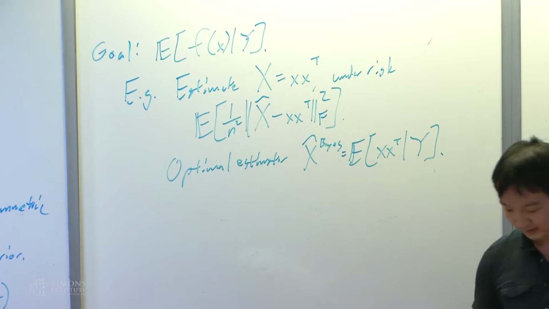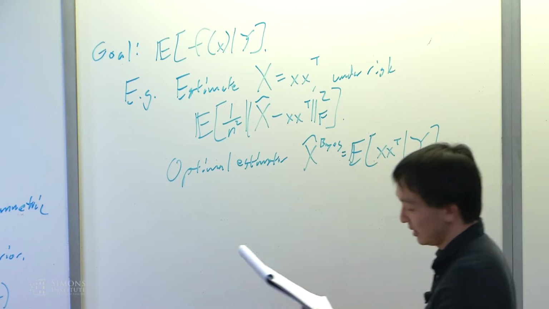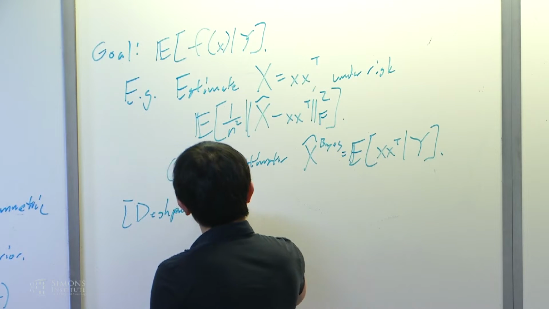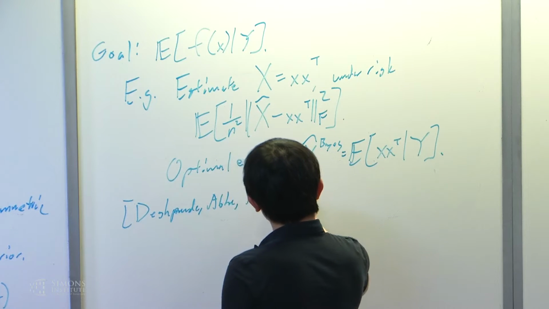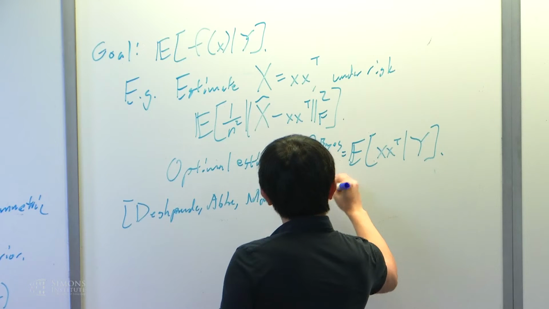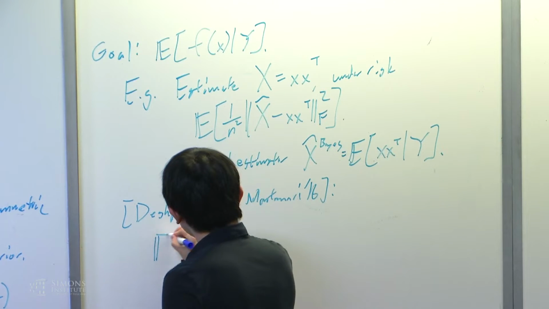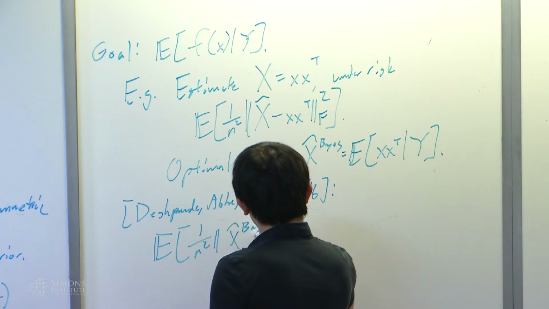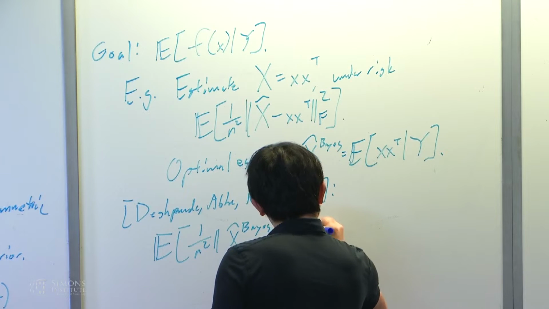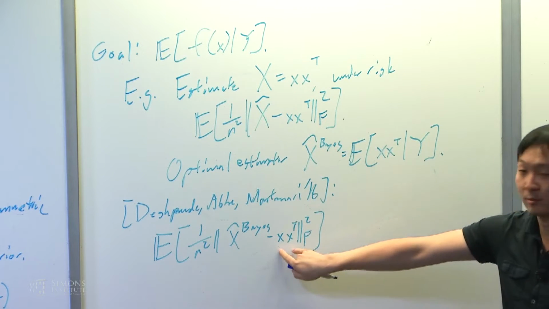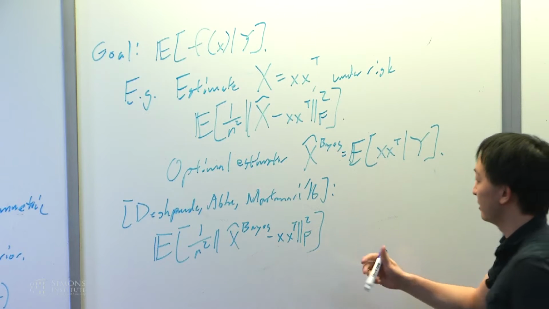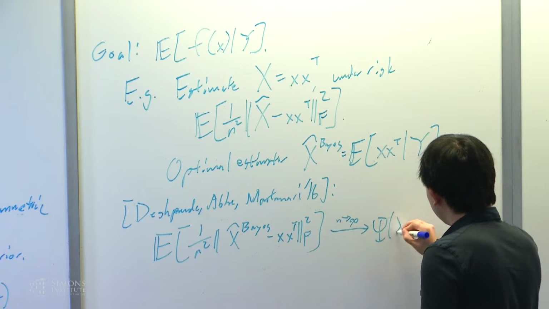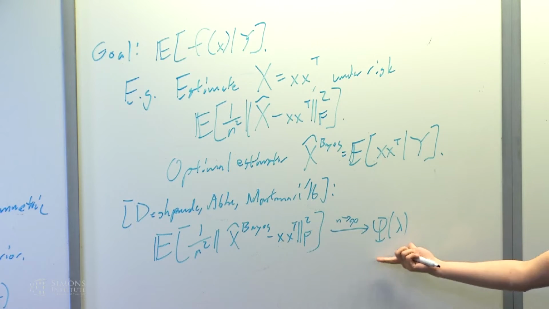Okay. So this optimal estimator has been studied before, and in particular in a paper by Deshpande, Abbe, and Montanari, 2016. And what's known about this estimator is the following. If I look at the actual Bayes risk that's achieved by this estimator, so the expectation of 1 over n squared times this Frobenius norm error squared. So this is the true Bayes risk. This expectation is over both this prior on x as well as my estimator. All right, so this Bayes risk, asymptotically as n goes to infinity, converges to a certain constant depending on the signal-to-noise lambda. And I'll call this constant xi of lambda.